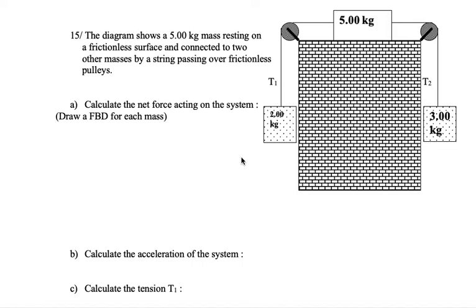Let's look at number 15 on the Newton's Laws worksheet. In number 15, you're going to realize that there isn't only one mass. There's actually a system of masses. So when that's the case, how do we tackle the situation?